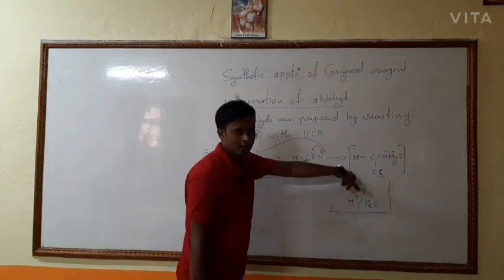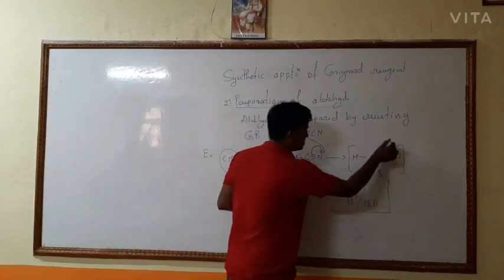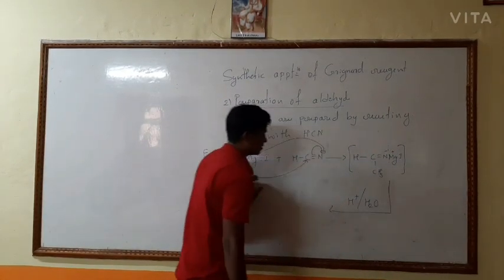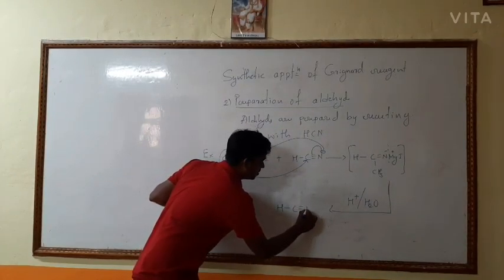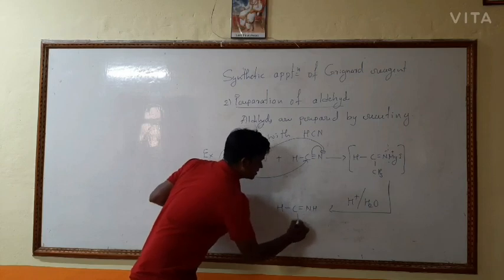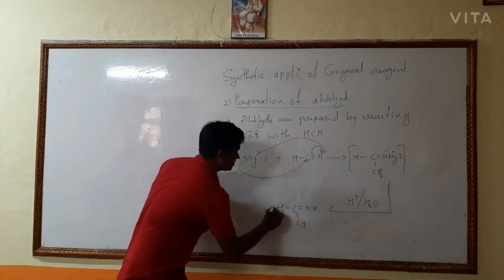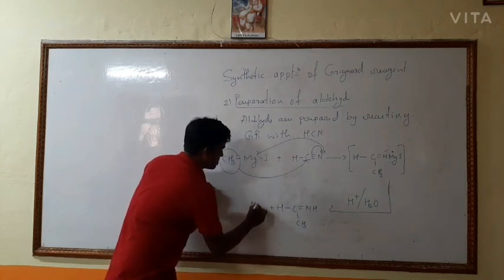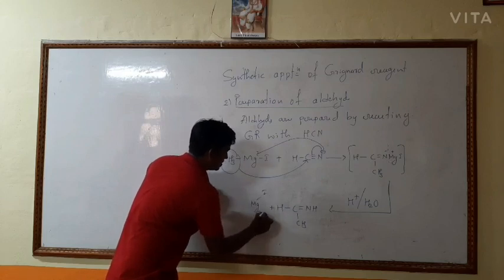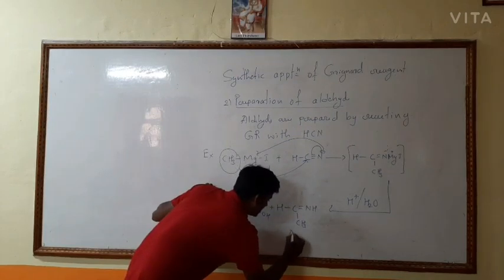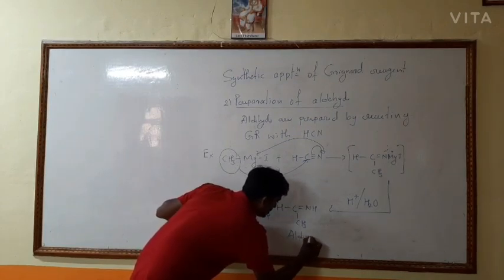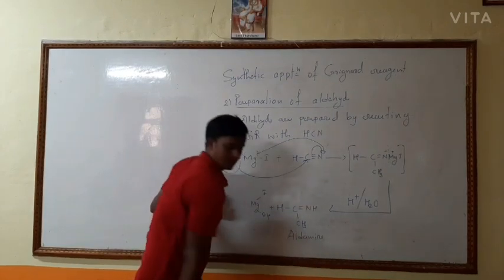On acid hydrolysis, this bond is broken, which gives HC double bond NH, CH3, plus MgI(OH). This is our byproduct. This is called aldimine.